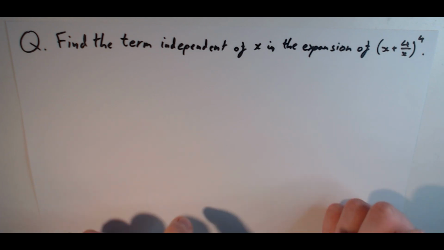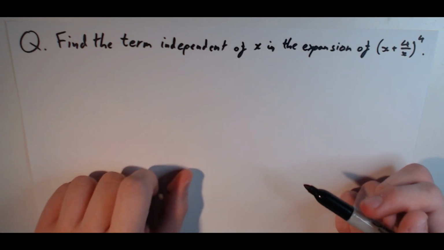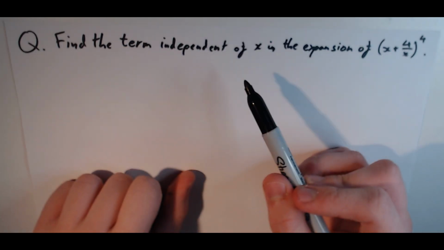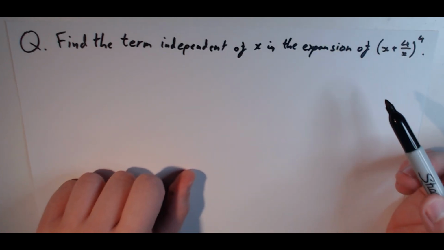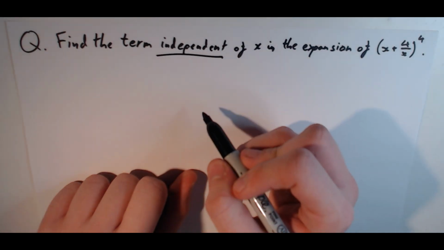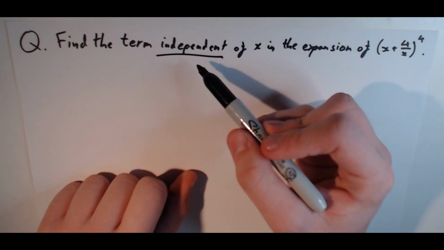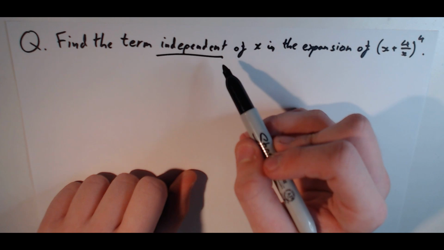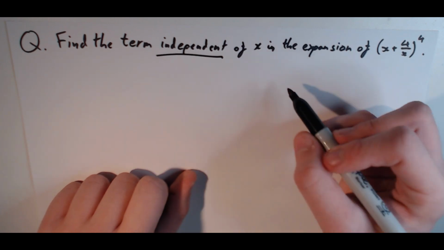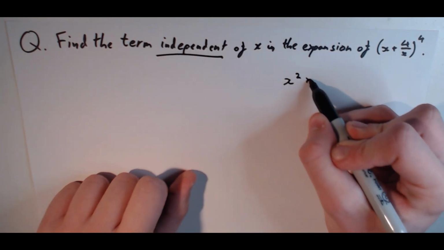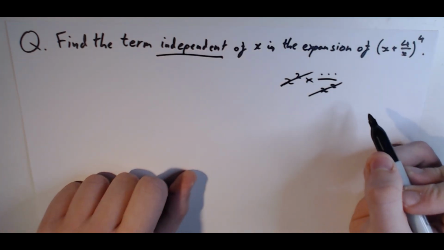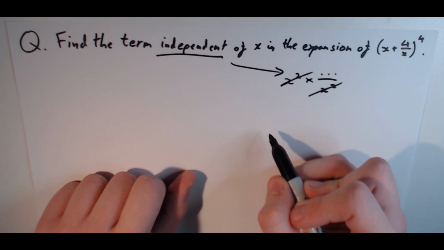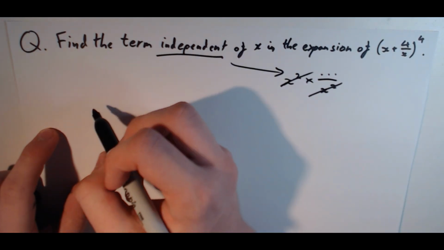Okay, so here's our second practice question. In this question, we need to find the term independent of x in the expansion of (x plus 4 over x) to the 4. Now, independent just means without any x, no x at all. So in this case, it's when x squared times by anything over x squared and they cancel out. That's what independent means. So we start by writing out Pascal's triangle.